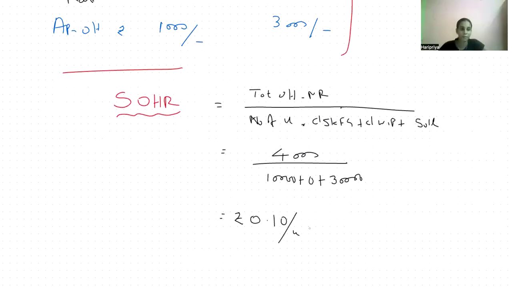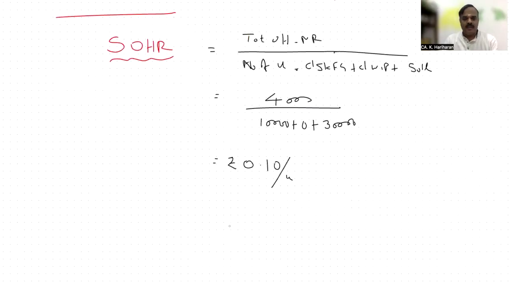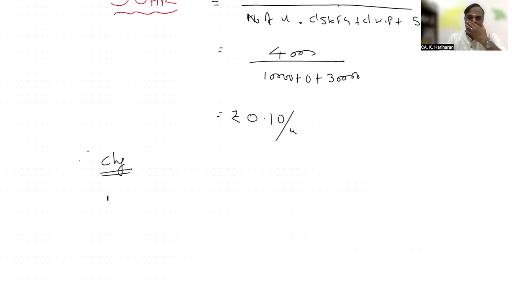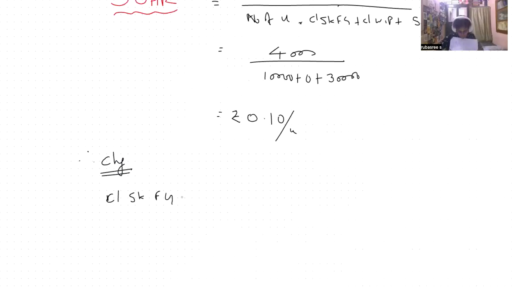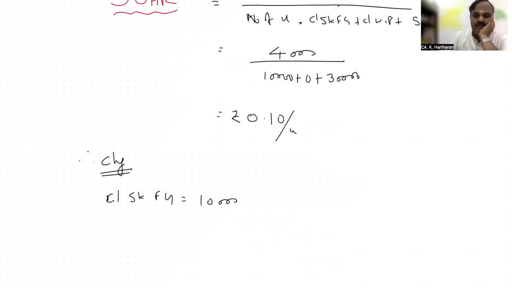Therefore, that supplementary overhead rate, we are going to charge. Charge to whom? Closing stock of finished goods. How many units of finished goods, Kanna? 10,000 units into 10 paise is equal to 1,000 rupees that you are going to charge to finished goods. No WIP.